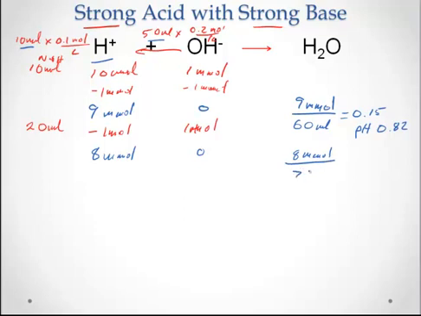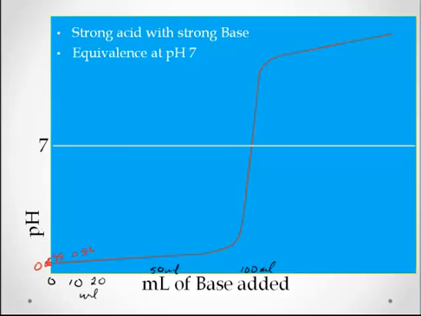I've got 70 mils, right? This is the key. This bottom part is the key. This is one thing where students will mess up. They'll forget they've got to add the total volume, right? And so when I work that out, I get 0.11, and the pH of that equals 0.982. All right? So then I go back to my titration curve.